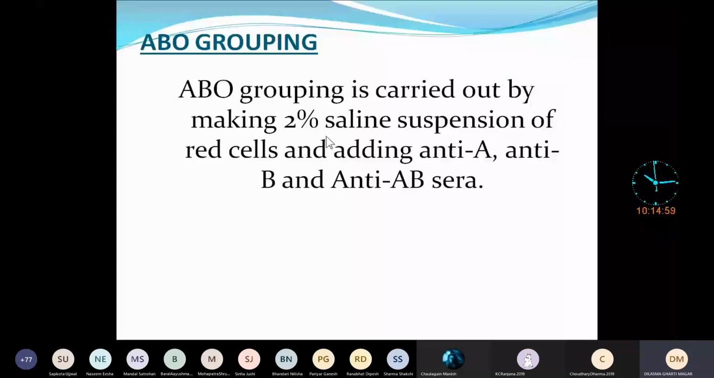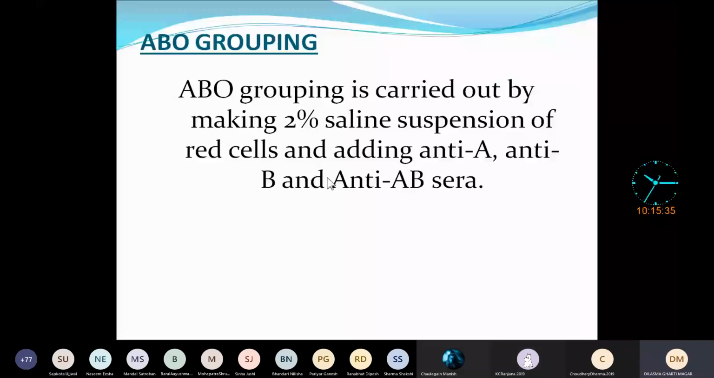But whenever you do the practical, the students don't have to make this 2% saline suspension. Usually in the blood bank, we do it with the 2% saline suspension. But when we do the practical in our lab, we will not make the 2% saline suspension, but it is the method by which it is usually done. Understood? Is my voice clear? Yes, ma'am.